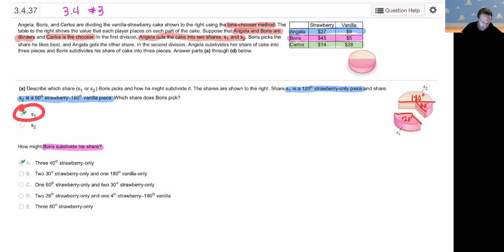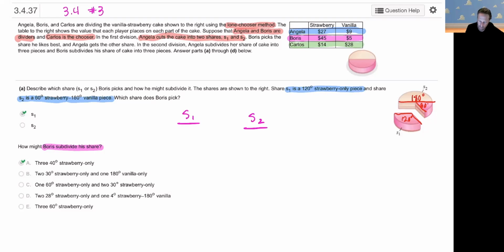So this is the easiest choice to make without knowing how to actually mathematically come up with the value of each of these. What I'm going to do is point this out and make sure that you understand how to find that when it isn't so obvious. Since we're starting with Boris here, I'll use the pink color. We know that Boris has two choices, S1 and S2, section 1 of the cake or section 2.